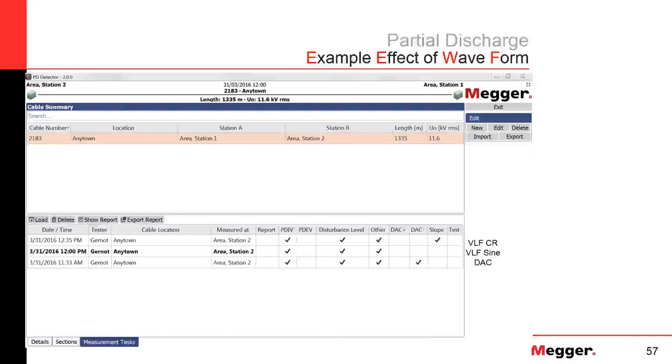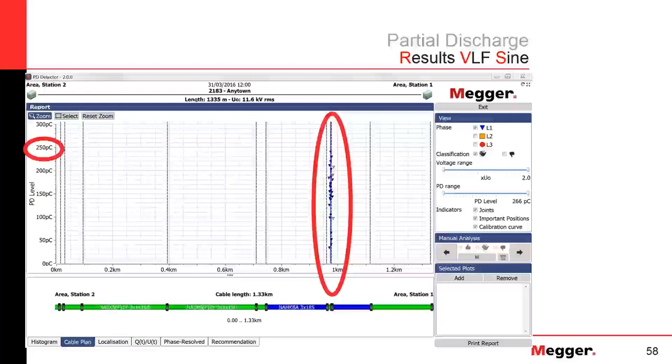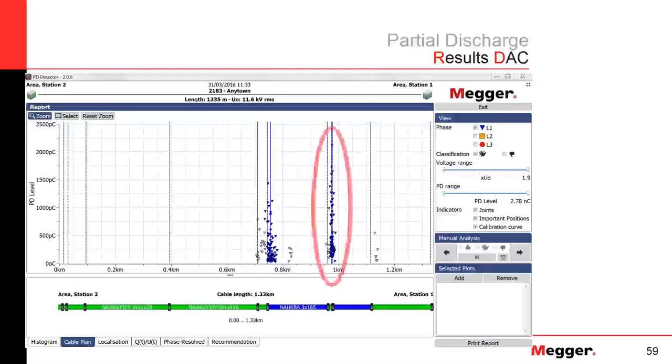So we did this field test here. We took a piece of cable, same piece of cable. We tested it within about an hour of each other, VLF cosine rectangular, VLF sine, and damped AC. And these are the results here. With VLF sine, we detected this weak spot here at 950 meters at that splice, and it had a value of about 250 picocoulombs. Okay, excellent.